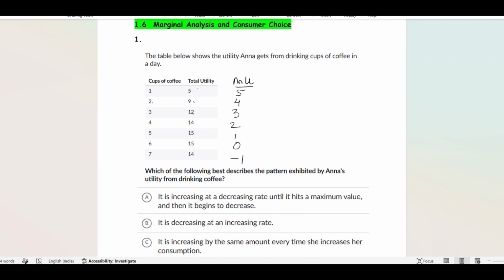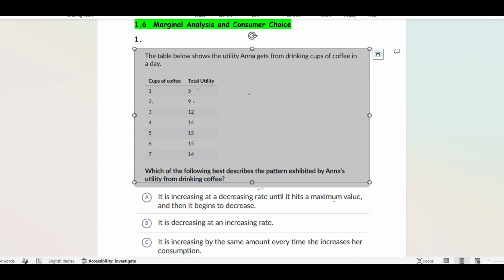I told you in my video that marginal utility is nothing but the rate at which your total utility is increasing or decreasing, since this is nothing but the slope of your total utility function, right? So until it hits a maximum value at 15, and then it begins to decrease the utility. Okay, so it's option A for you. All right, so I'll move to the next one.